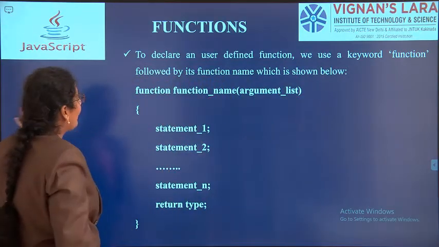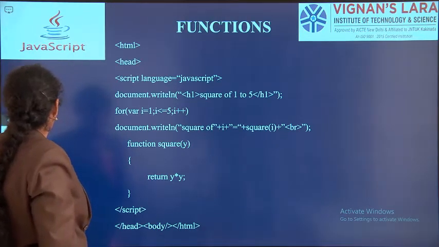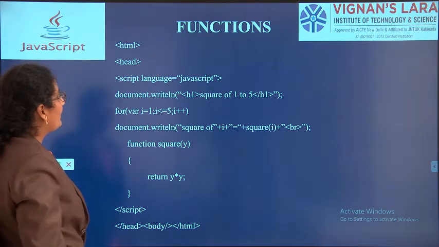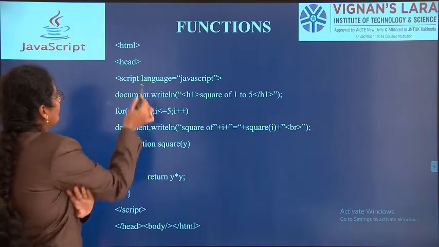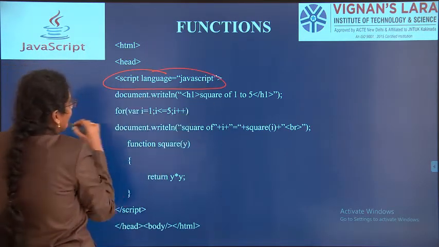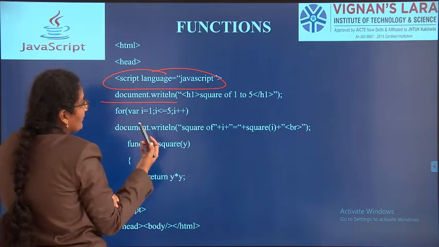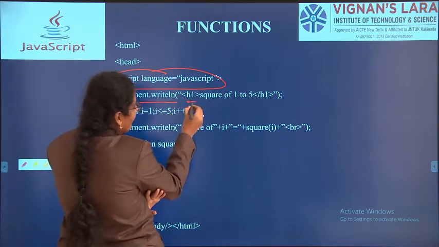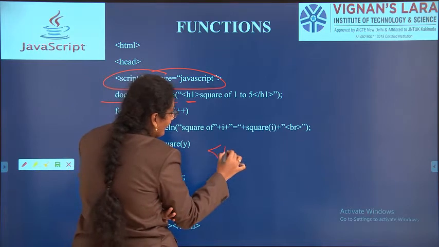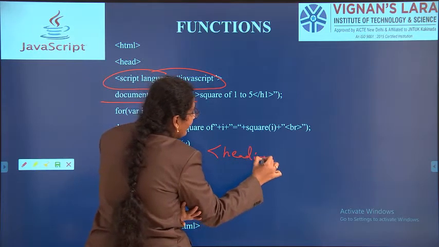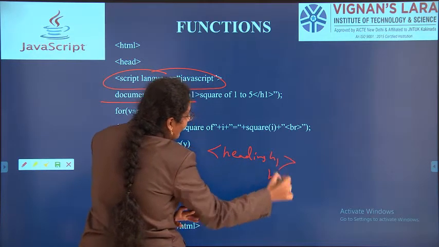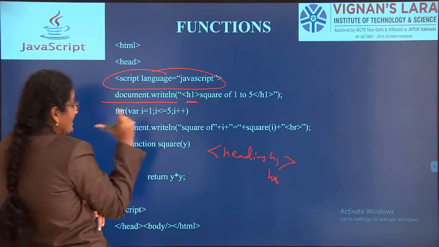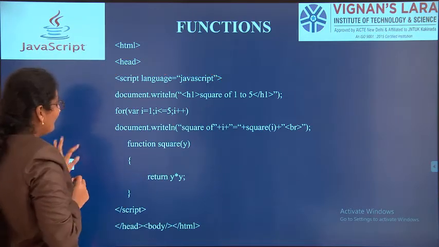So let us see the example. If you see the example here, what is this? JavaScript language as usual. Document.write for output. See here, do you remember this tag? Heading tag. Heading H1 to H6 we have, right? So the H1 size we are using. So what will be the output for this?